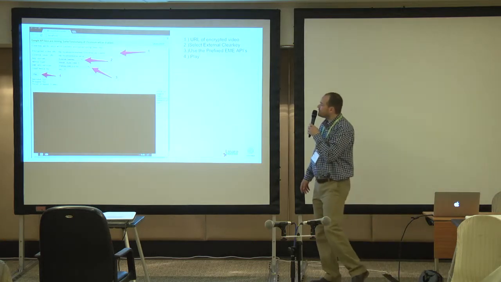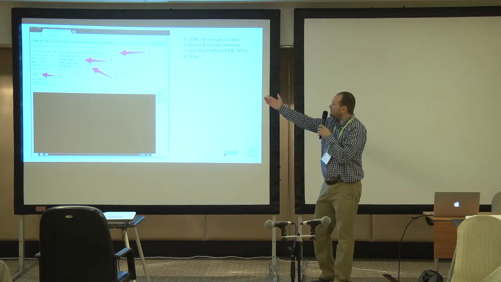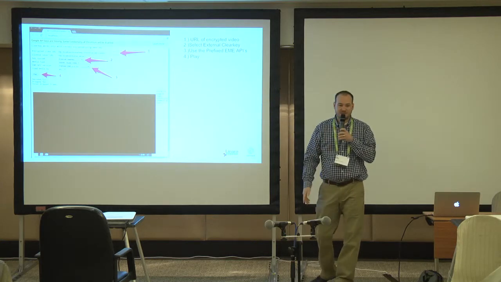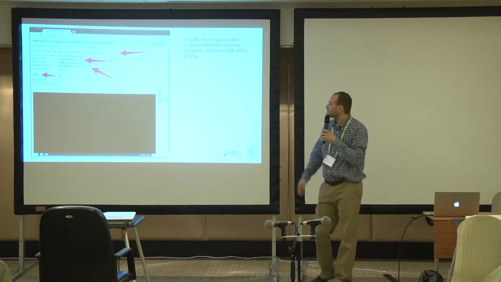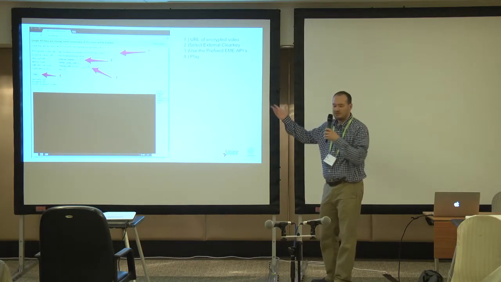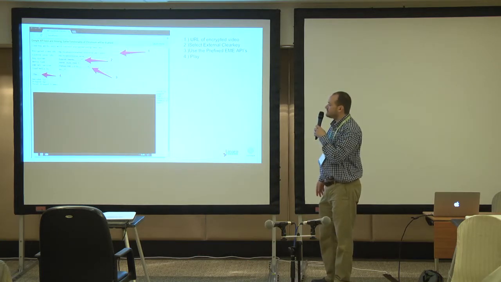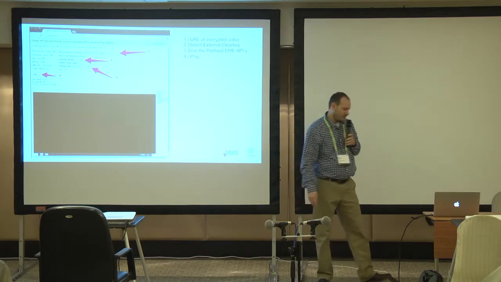Four easy steps. I give it the URL I want to play. It's a localhost file, and this content comes with Chromium. It's 2 seconds. It's small. So I select which key system I want to use. I just want to use the external ClearKey. It's a drop-down list. And I'm going to use the prefixed EME spec draft API.